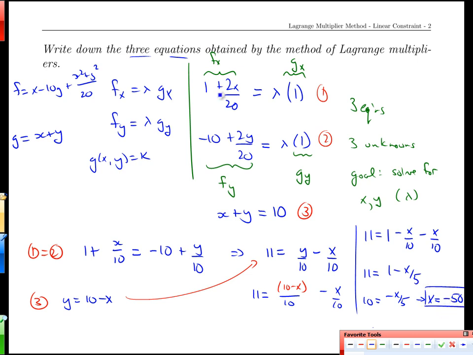Perfect. So when we look to satisfy all 3 of these equations, which are required to find the optimum values of f under the constraint here, we end up with x equals negative 50, and if we combine that with 3, let's call that 4 for a second, 4 being subbed into 3, we get that the y value is going to be 10 minus 50, and that will be 60 equals y. So those 2 x and y values will solve or satisfy our equation.